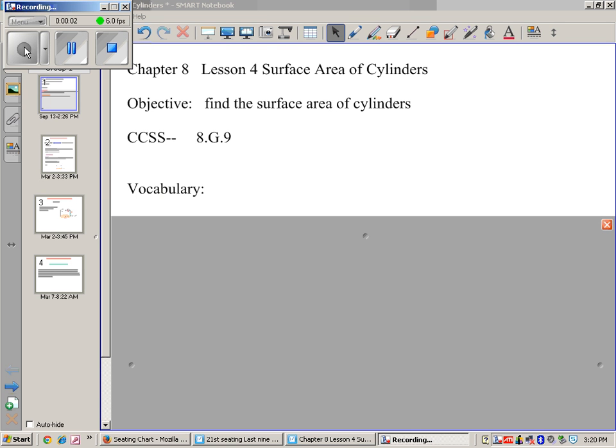Okay, welcome to Chapter 8, Lesson 4, Surface Area of Cylinders. Our learning target or objective for this lesson is to find the surface area of cylinders. And we do have a couple of vocabulary words.